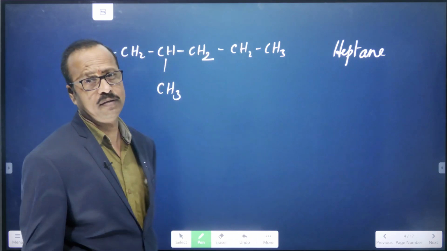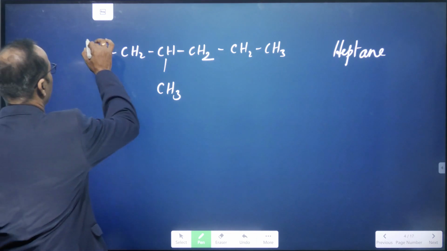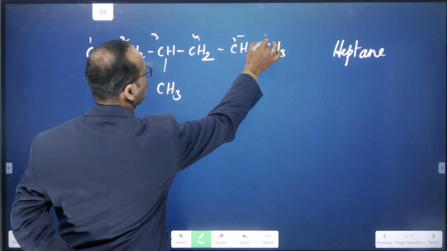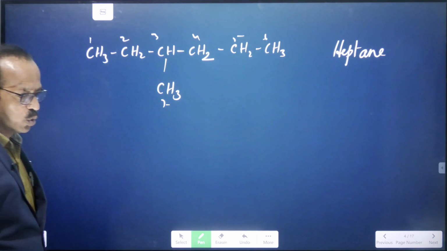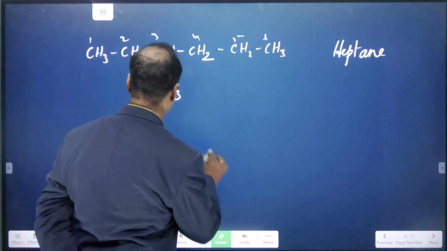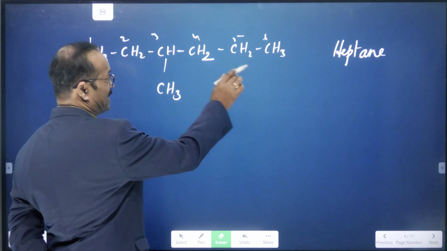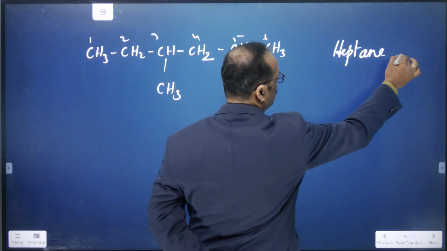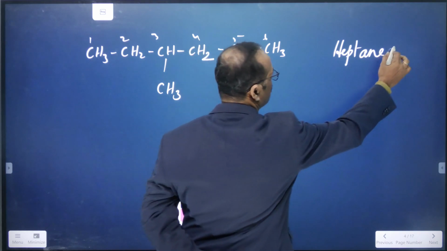7 carbons are there. 1, 2, 3, 4, 5, 6, 7. Can I write heptane? No, this is wrong. Why? Because they are not in a straight chain, there is a branch there. So this is wrong.